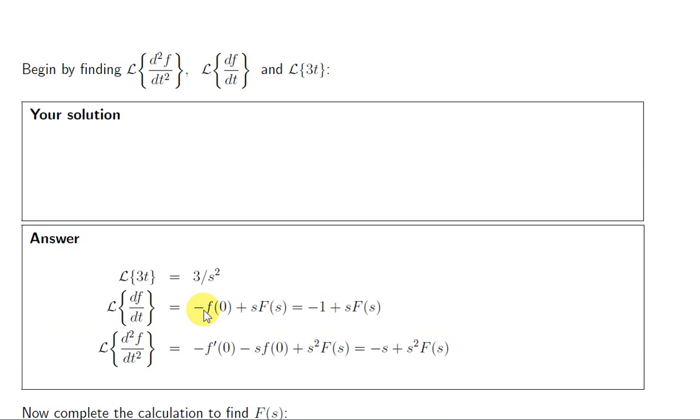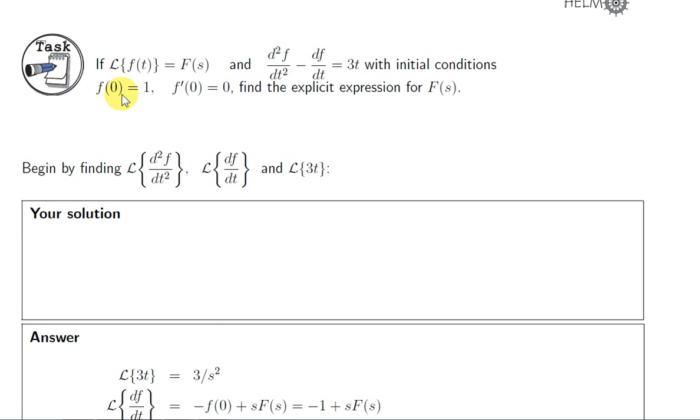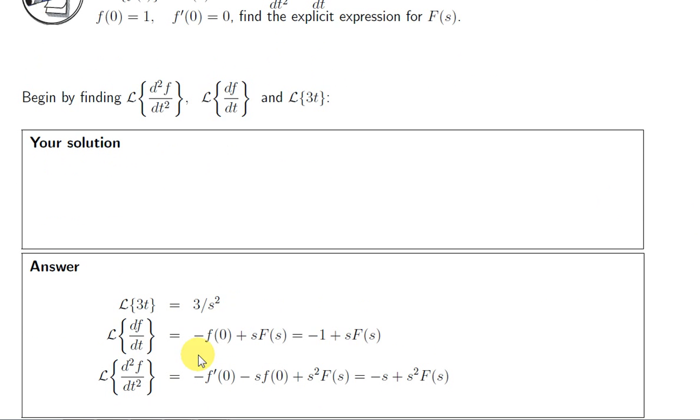As for the derivatives, well, we've already had these two rules. We just need to evaluate little f of 0 and little f prime of 0. Well, we don't have to evaluate them, of course, we're actually given them. Little f of 0 is 1 and little f prime of 0 is 0. So we plug 1 in here and 0 here and 1 here. So we get these results.